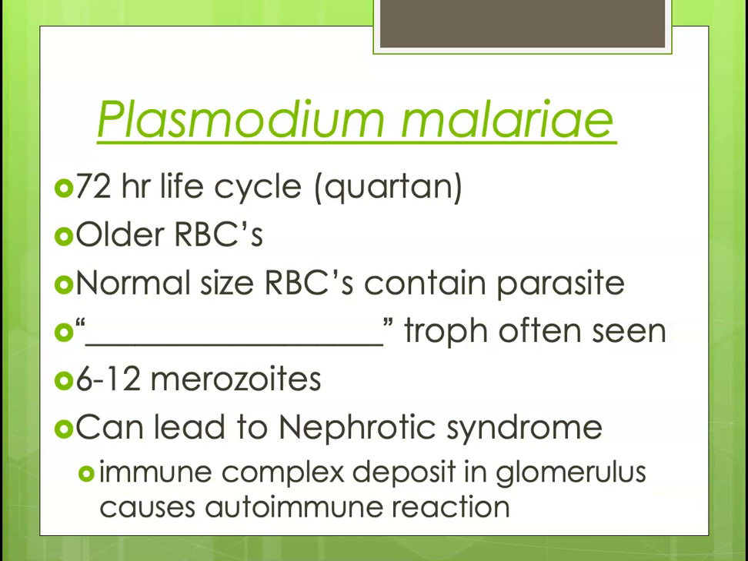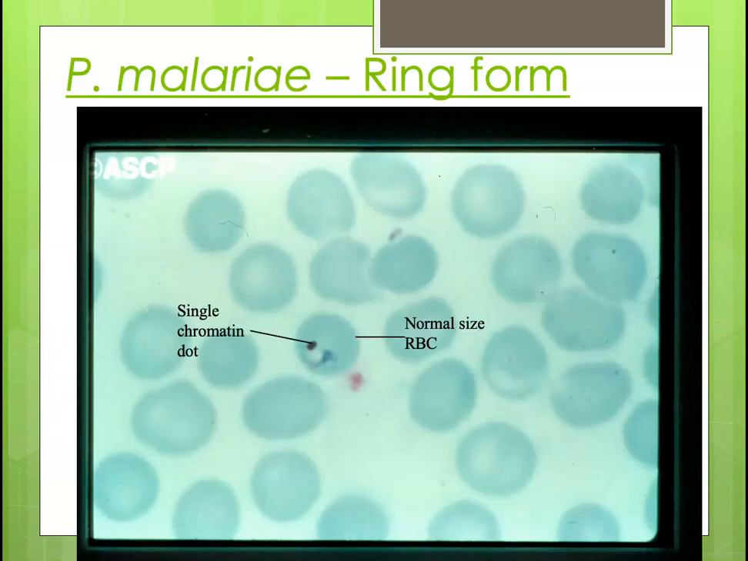There's 6 to 12 merozoites for each mature schizont. And this one usually has the most chronic course of malaria. It can lead to nephrotic syndrome, which you've talked about in your analysis. So nothing remarkable with this troph. It's just our typical ring form immature trophozoite.